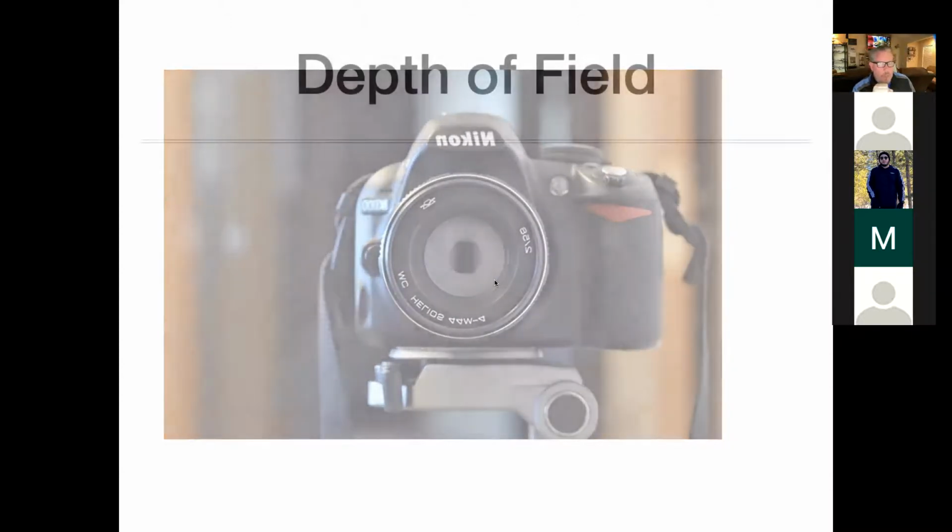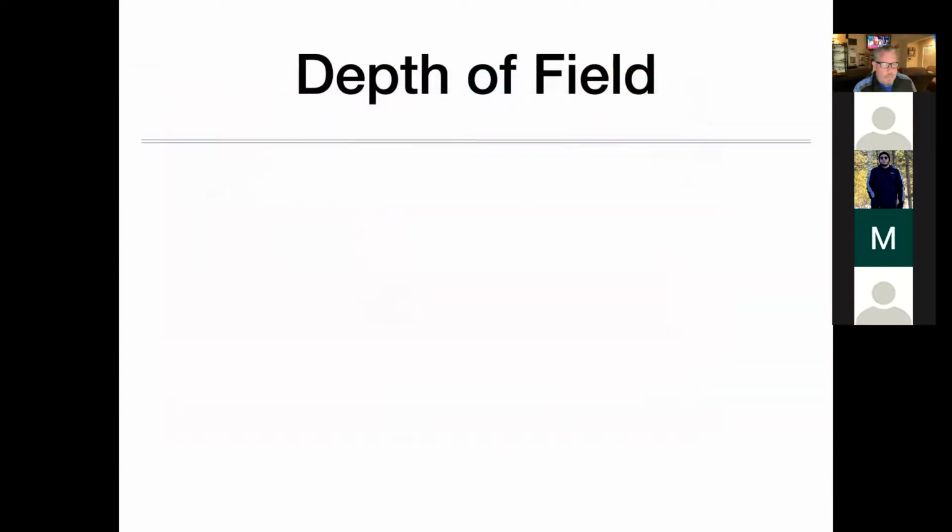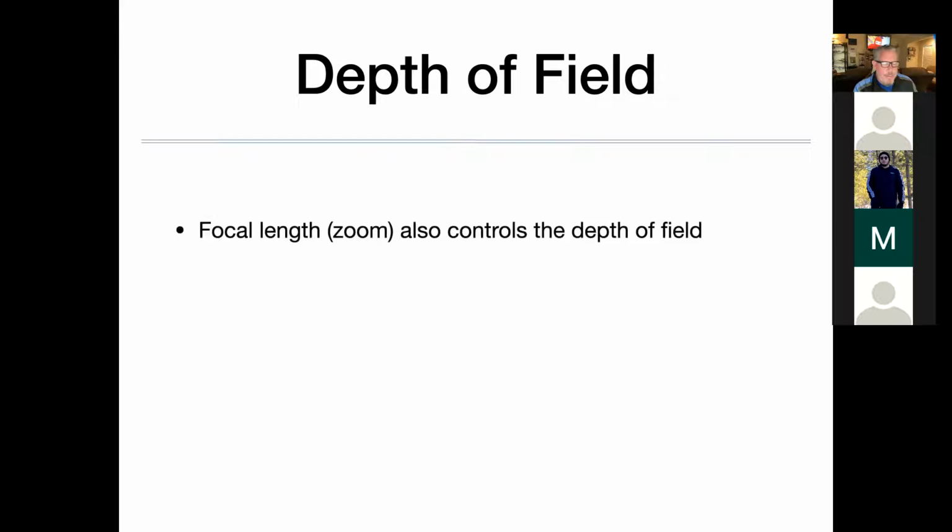Okay, so when we talk about depth of field, there are some other controls to how depth of field works. Unfortunately, it wasn't as simple as just changing the aperture. They got to make it tougher. So when we talk about depth of field, the focal length, the zoom of your lens, also controls the depth of field.